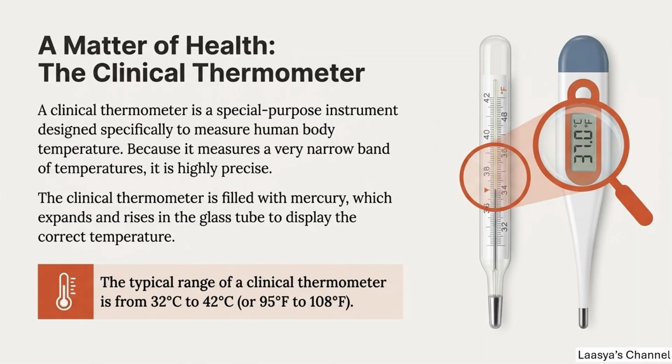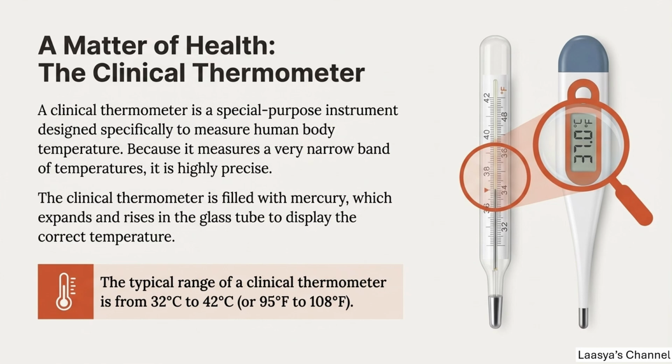Next, a matter of health: how they are using thermometers. First is the clinical thermometer. In a hospital, they use a clinical thermometer. A clinical thermometer is a special purpose instrument designed specifically to measure human body temperature, because it measures a very narrow band of temperature. It is highly precise. The clinical thermometer is filled with mercury, which expands and rises in the glass tube.